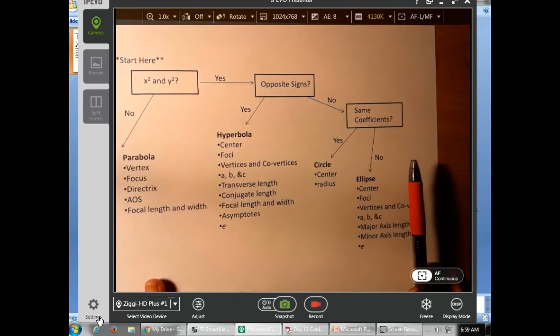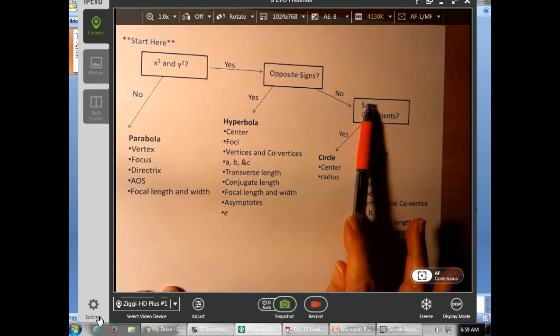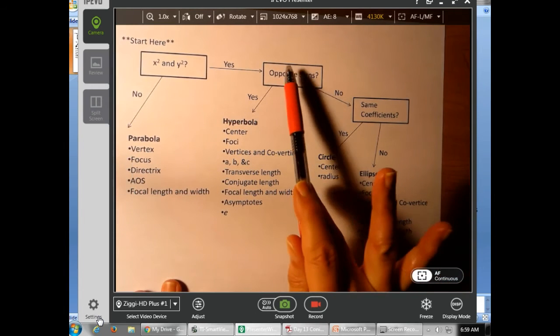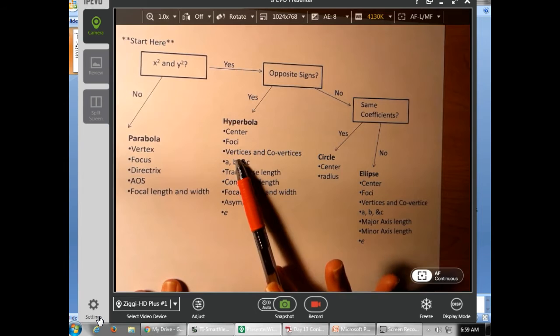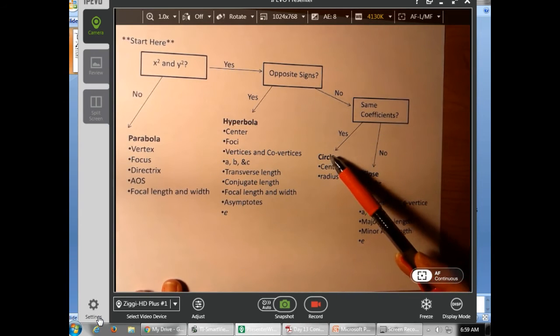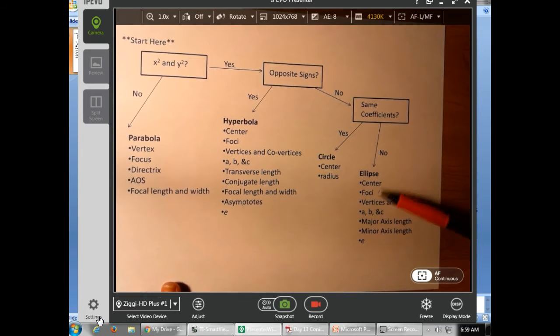So you can think through basically 3 decision points as you identify your conics. If you don't have both an x squared and a y squared, it's a parabola. If you have opposite signs, it's a hyperbola. If you have the same sign and the same coefficient, it's a circle. If you have the same sign but different coefficients, it's going to be an ellipse. So that's how we're going to identify our conics. Okay, so let's look at the review itself.